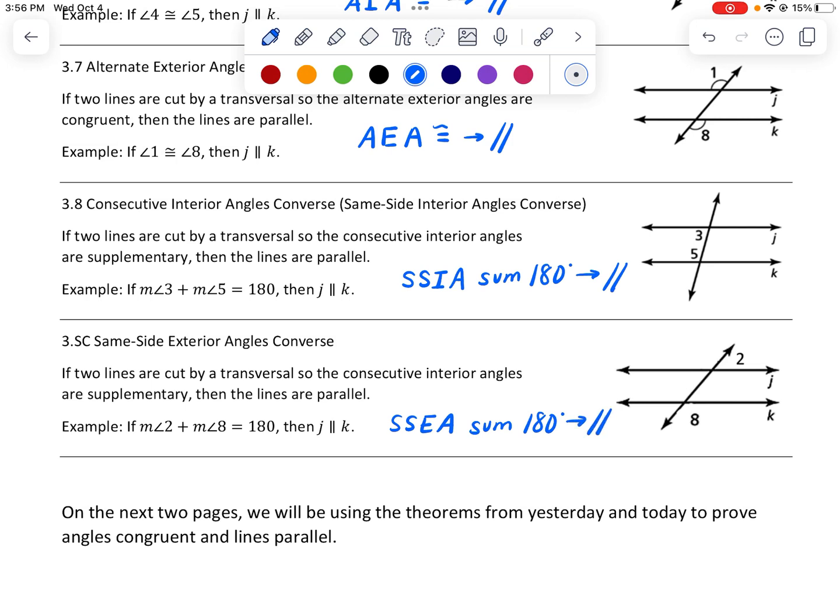So again, it's just going backwards, right? It's depending on what you're given. Are you given congruent angles so we know we have parallel lines? Or are you given parallel lines so that we can use our theorems? Either way, that's what we have to choose between. So with that in mind, and with the same things we did yesterday, let's go ahead and jump to some proofs.